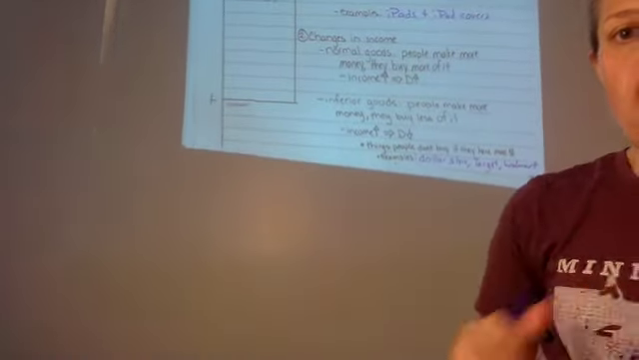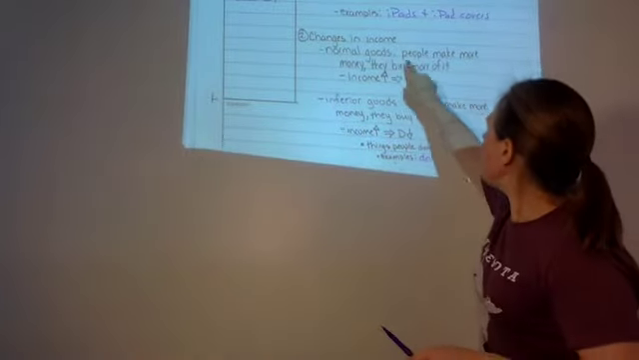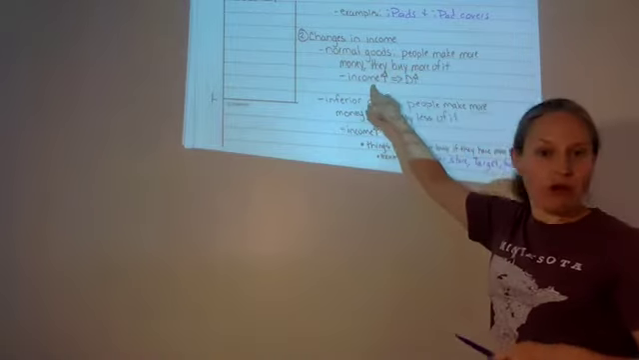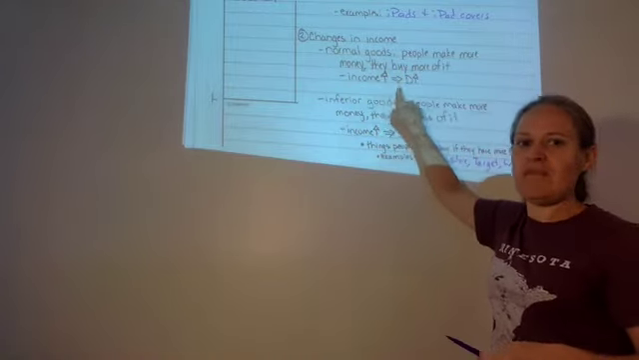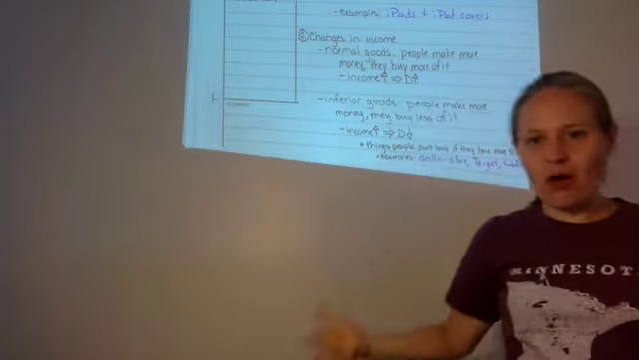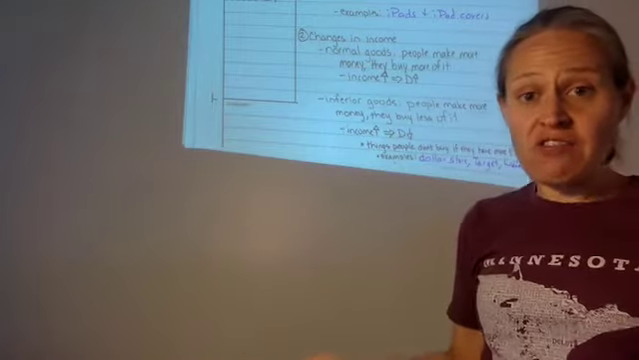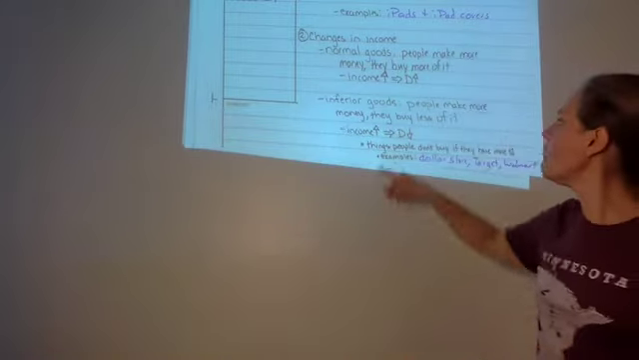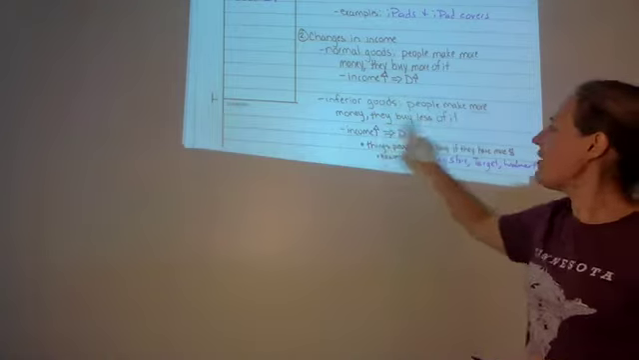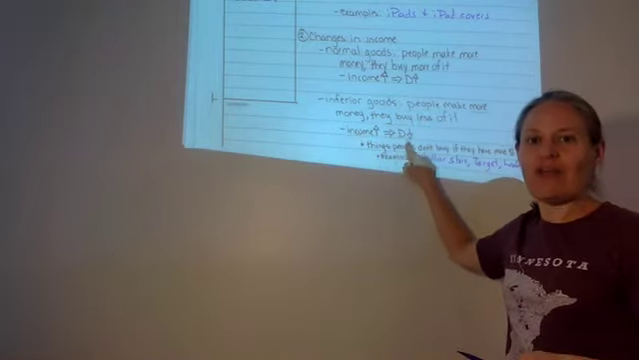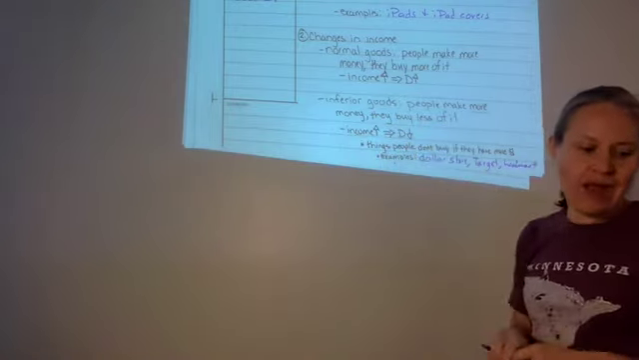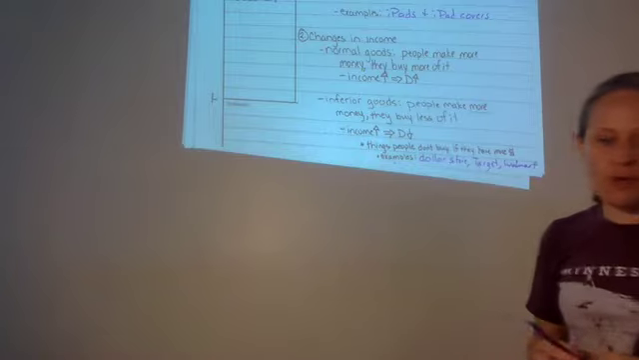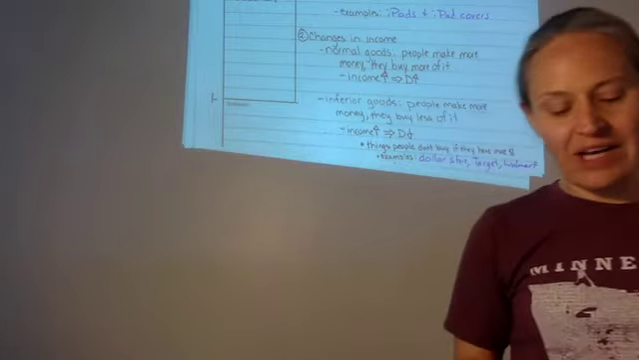So for normal goods, when people make more money, they'll buy more of it, right? When income goes up, the demand for normal goods goes up. And that's pretty normal, right? If we make more money, we're going to buy more stuff. But for inferior goods, when people make more money, they buy less of it. Income goes up, the demand for inferior goods goes down. And that's just because they probably wouldn't buy that if they had more money.